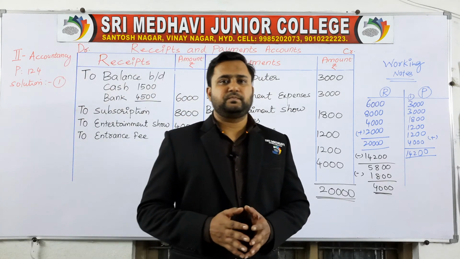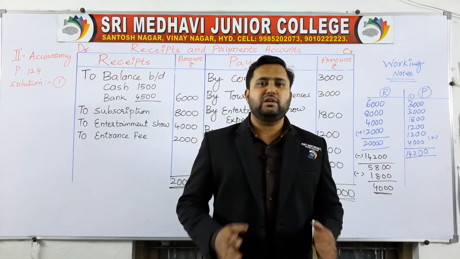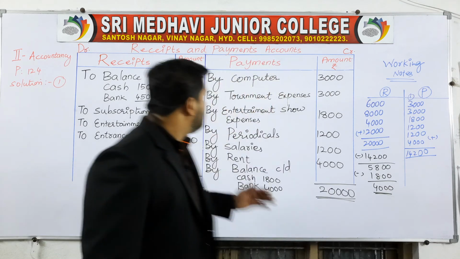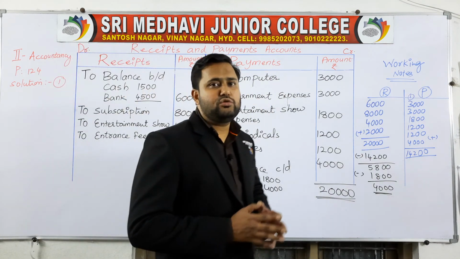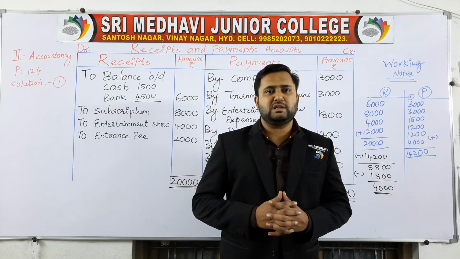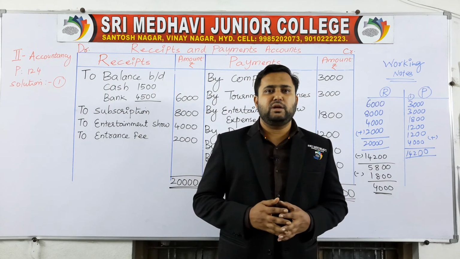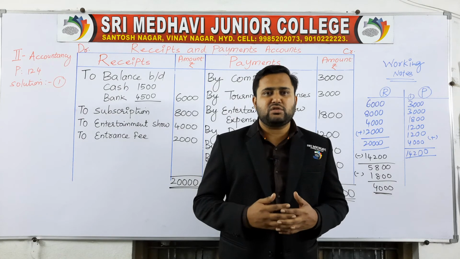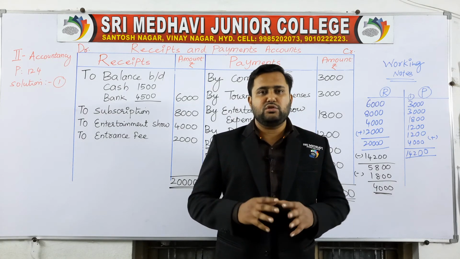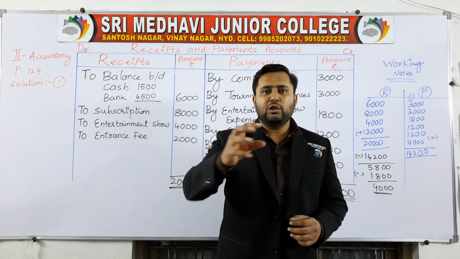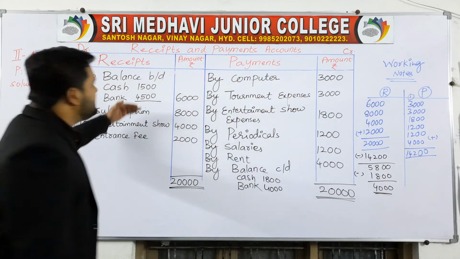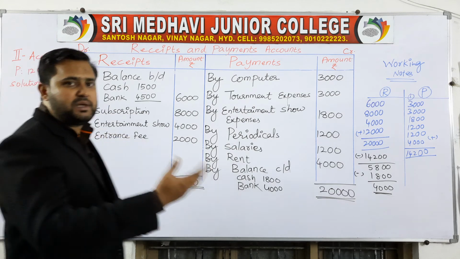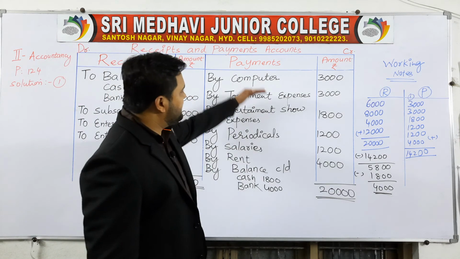Again I will tell you, the receipts and payments account consists of 4 columns: receipts amount and payments amount. The question will ask you to prepare a receipts and payments account, meaning the question is given to you with mixed entries of receipts and payments. So you need to segregate those entries. All the receipts and received amounts you have to write in the receipts column, and whatever payments you have made, you have to write here.